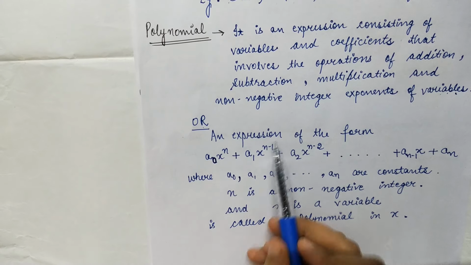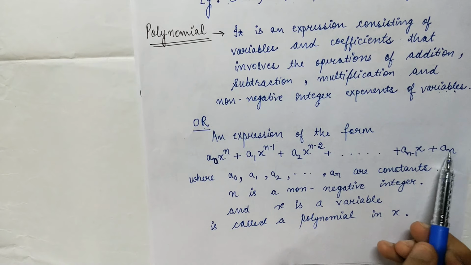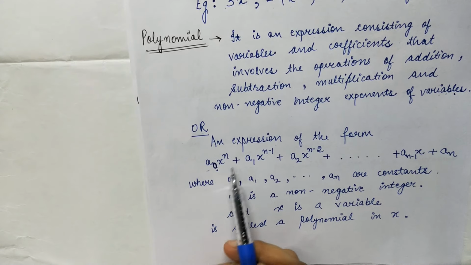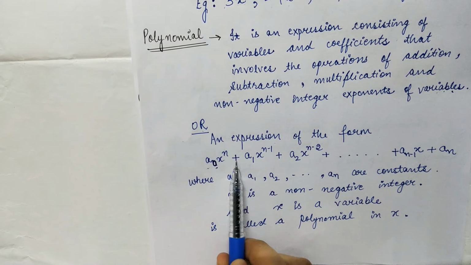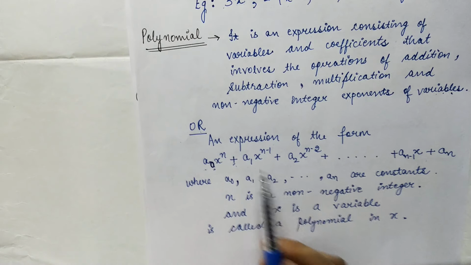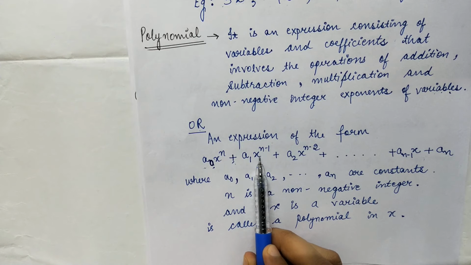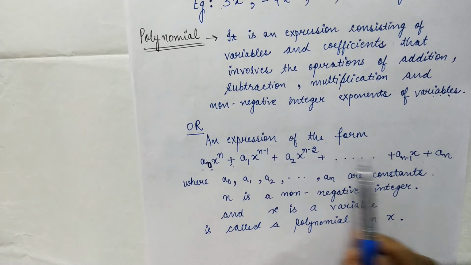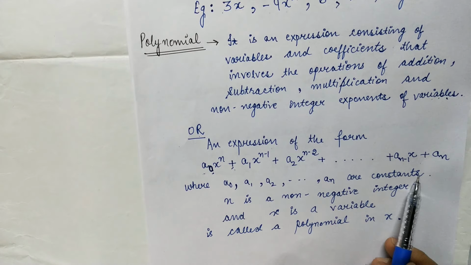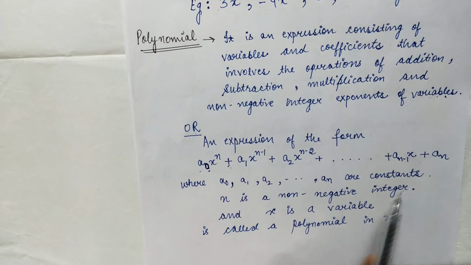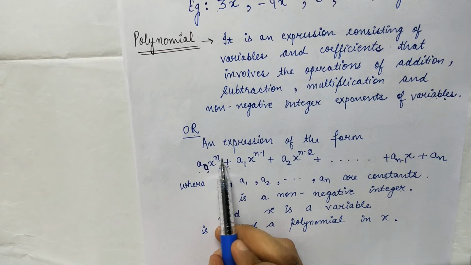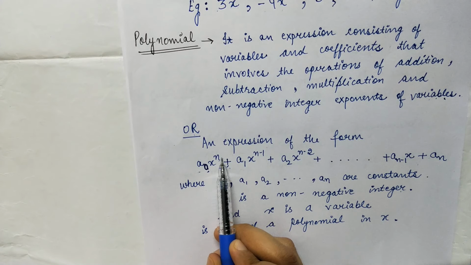Another definition we can say is an expression of this form. a naught is any constant, with the variable this makes one term, with any operation plus or minus. This is the general expression, so we have written it in the general form. This is any constant, this is the variable, one term with some operation. This is an expression of a polynomial where a0, a1, these all are constants and n is a non-negative integer. This power should be a non-negative integer. That means this power should be a positive integer. It can be 0 also.